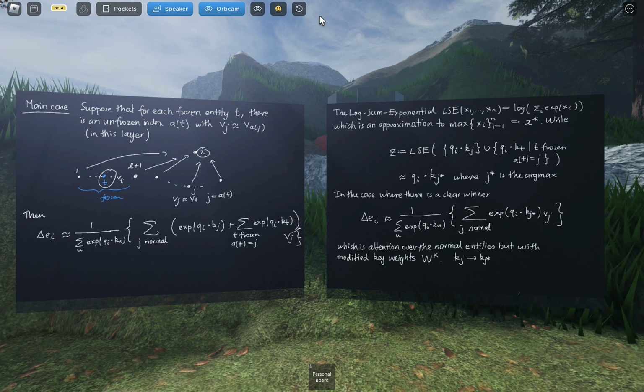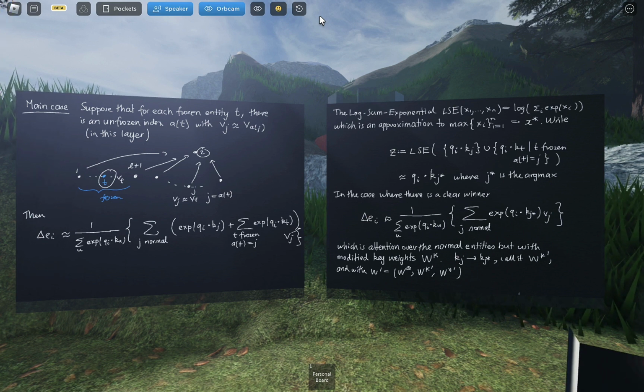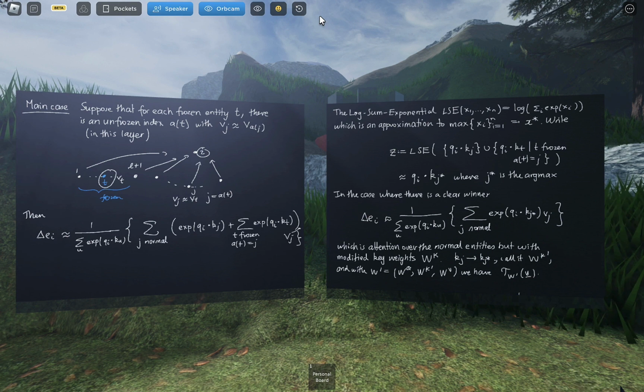So by reducing this sum to a sum over normal entities, we've effectively replaced the original key weights by some modified key weights, call it WK prime. We didn't change the query weights, we didn't change the value weights, although those would also change under the prescription I was just outlining. At least in this particular step, we had that TW prime of y was similar to TW of x, xl plus 1 y.